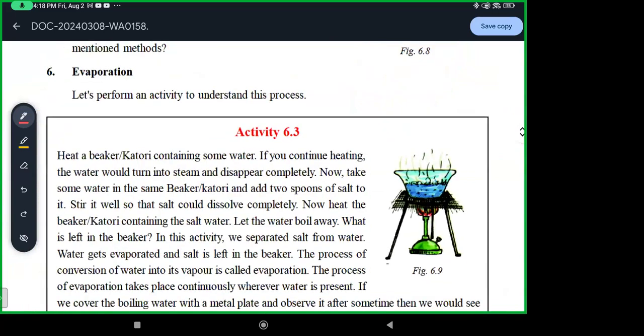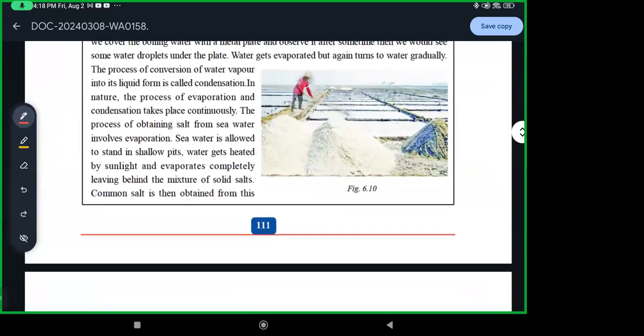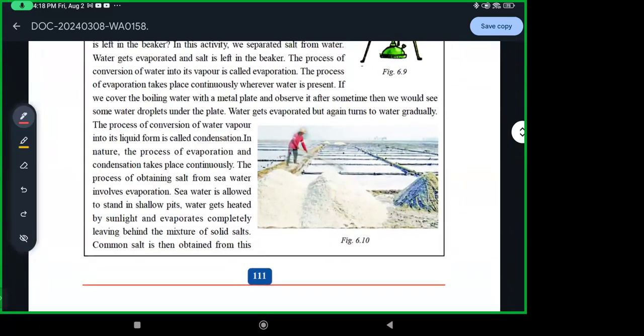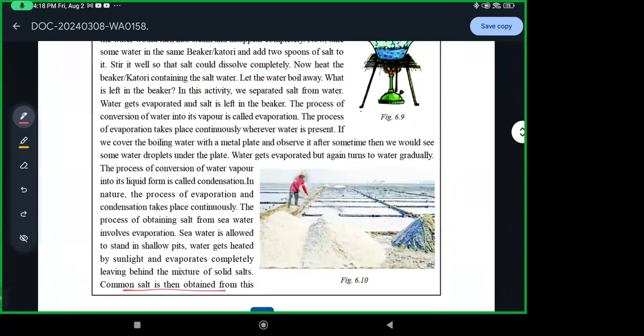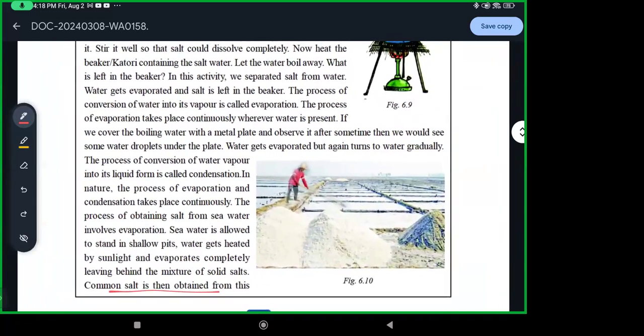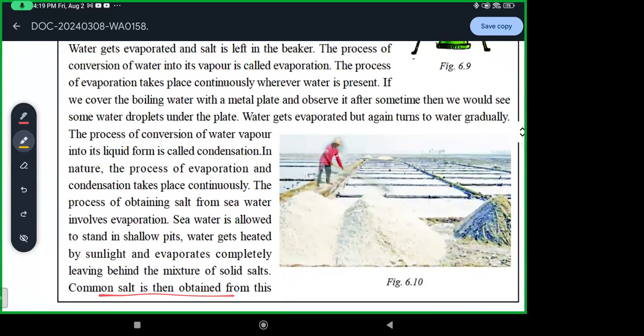Okay, then we have evaporation. This is an activity you can try out. And this is how salt is formed. The process of conversion of water vapor into its liquid form is called condensation. In nature, the processes of evaporation and condensation take place continuously. The process of obtaining salt from seawater involves evaporation.